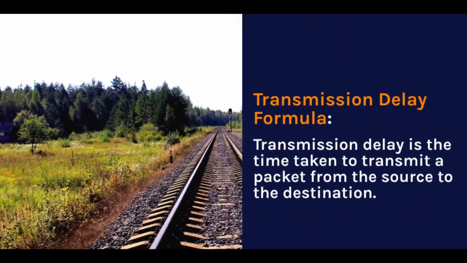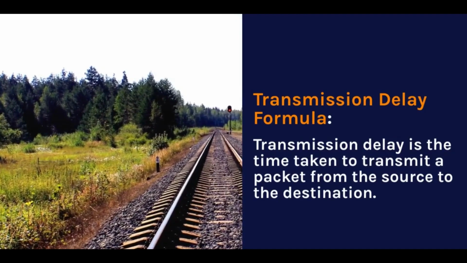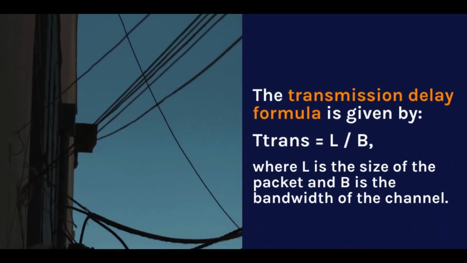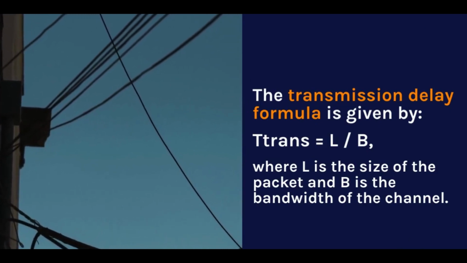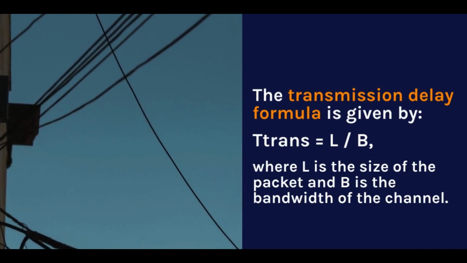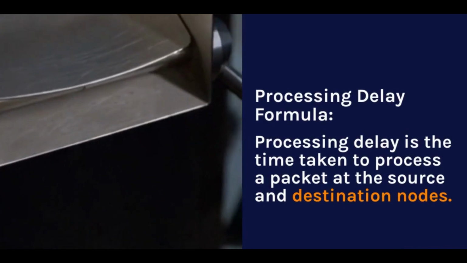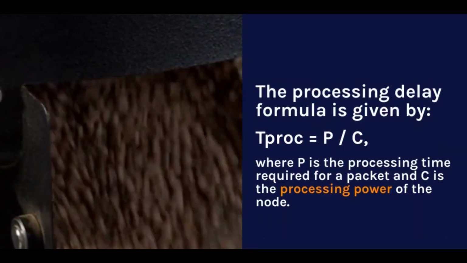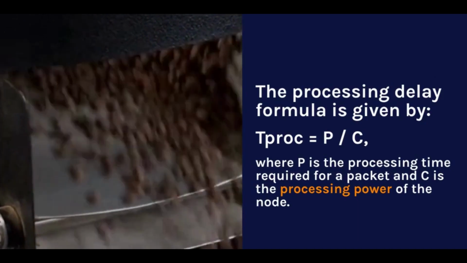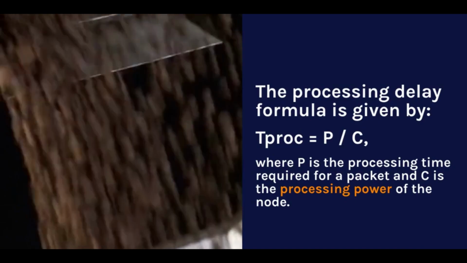Transmission delay formula. Transmission delay is the time taken to transmit a packet from the source to the destination. The transmission delay formula is given by trans = L/B, where L is the size of the packet and B is the bandwidth of the channel. Processing delay formula. Processing delay is the time taken to process a packet at the source and destination nodes. The processing delay formula is given by proc = P/C, where P is the processing time required for a packet and C is the processing power of the node.